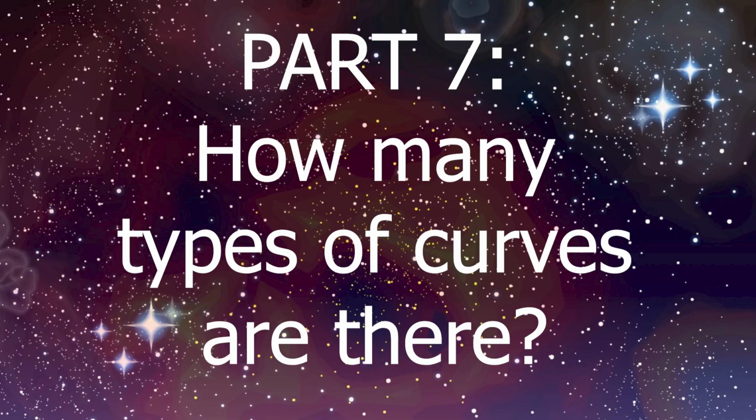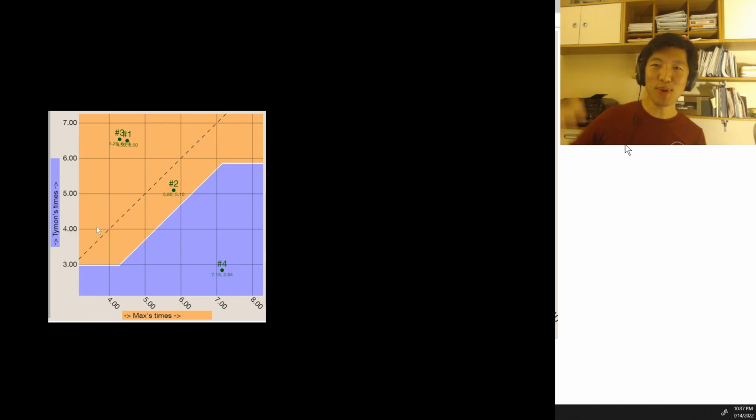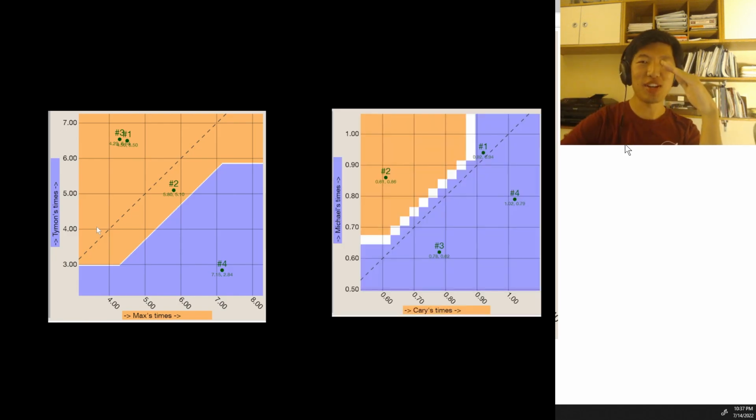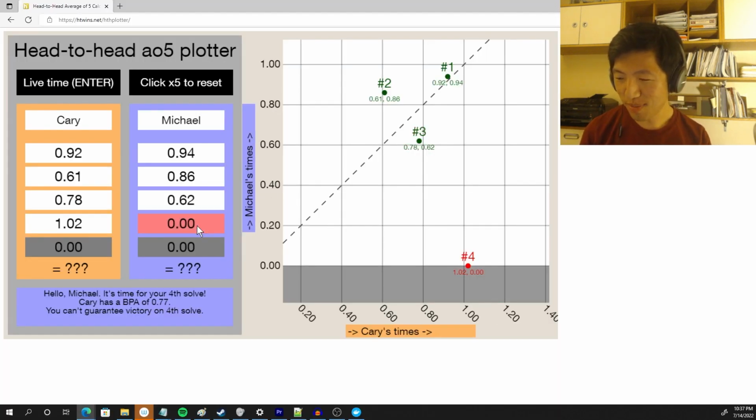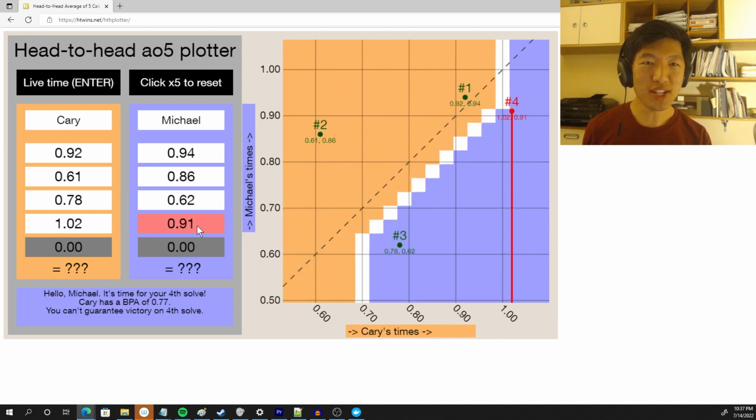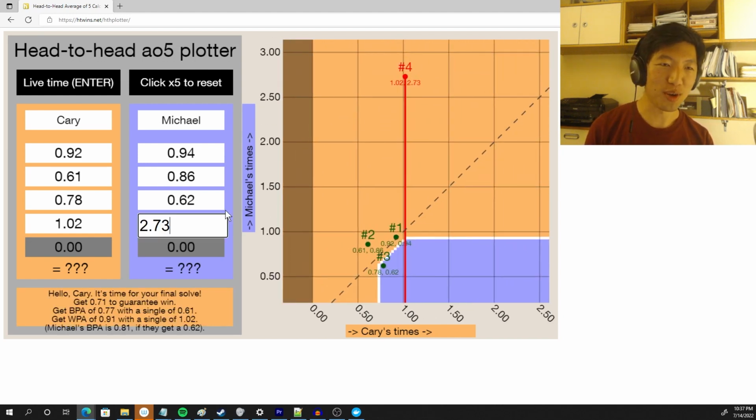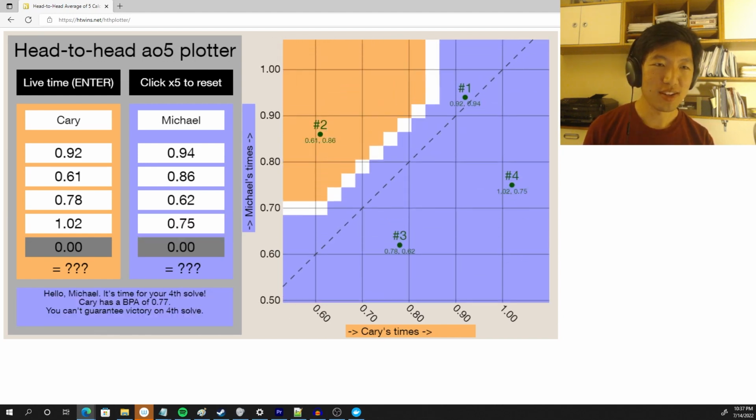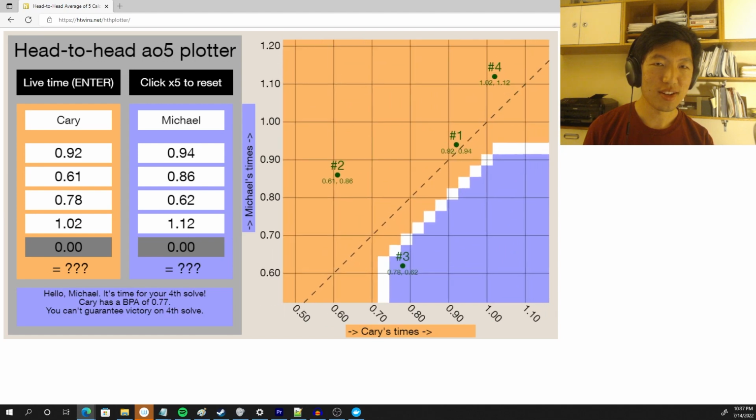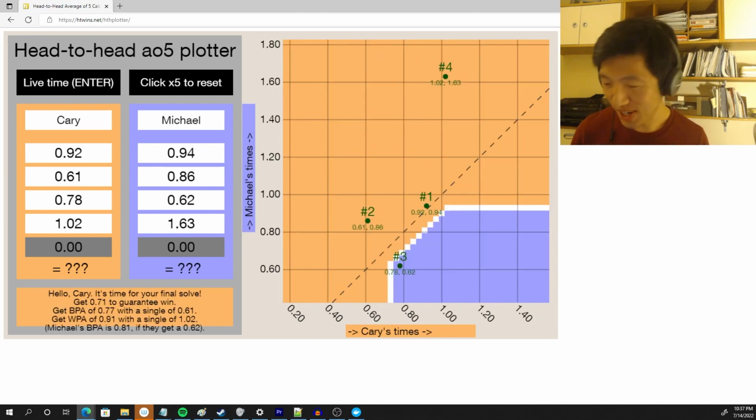Part 7. How many types of curves are there? From experience, we've already seen an S shape where the line is horizontal on both sides, and we've also sort of seen a C shape where the line has a vertical and a horizontal section. And as we let Michael's 4th time go up, we can see it evolving between a few of them. It goes a little fast, but you can see it's evolving from one curve to the other. How can we count how many types there are?